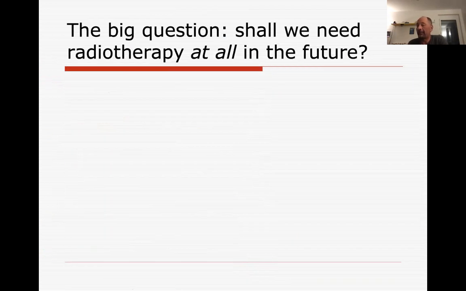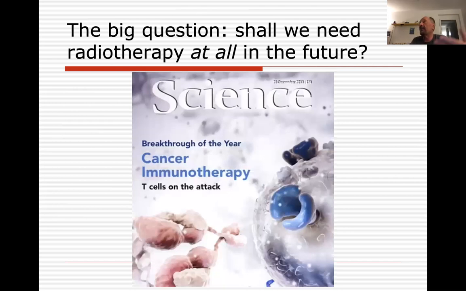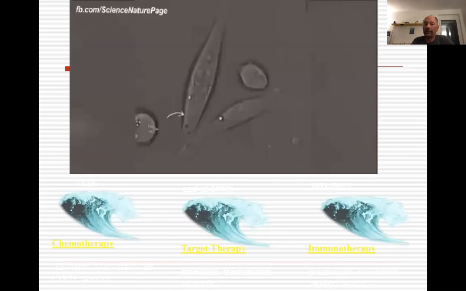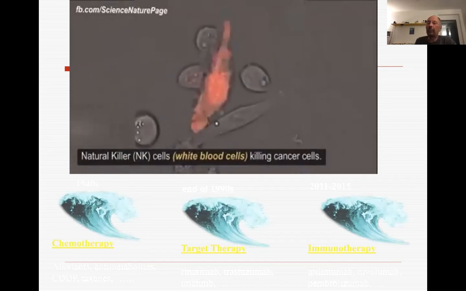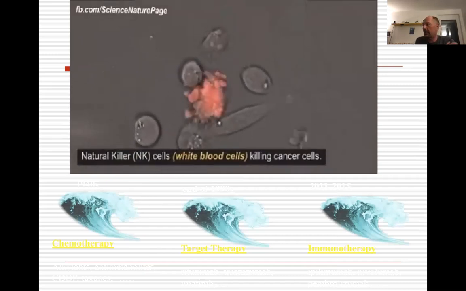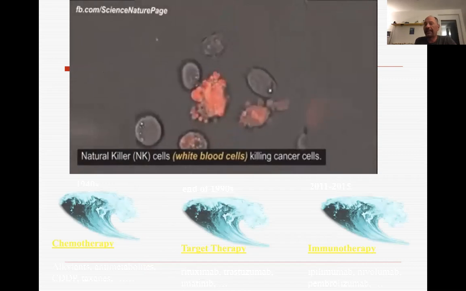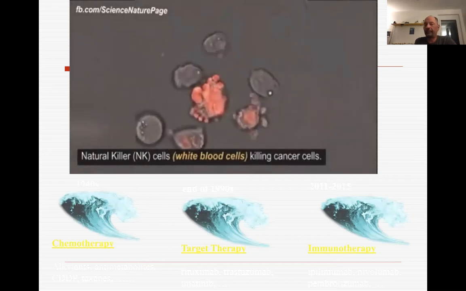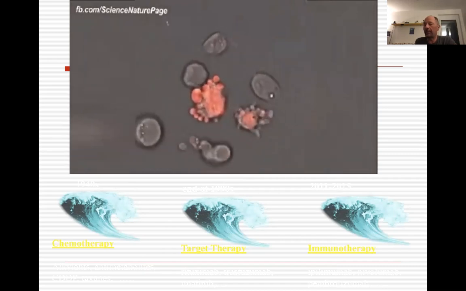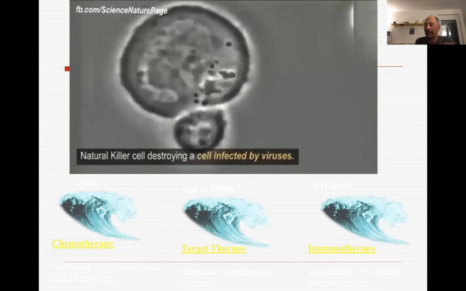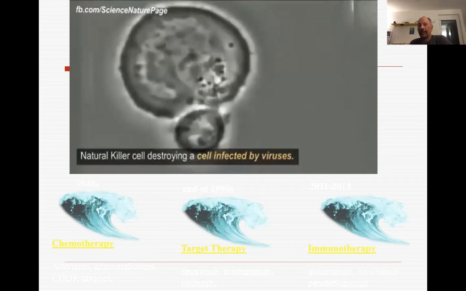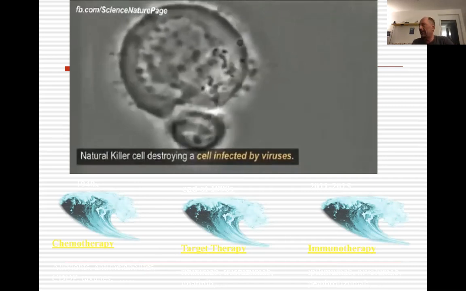The very final topic that I want to touch again is whether we will need radiotherapy in the future because of the introduction of immunotherapy. Because immunotherapy, you see it here, how the immune cells, these are natural killer cells, lymphocytes that kill cancer cells. So the immune therapy, in principle, this is now a natural killer cell destroying a cell infected by virus.